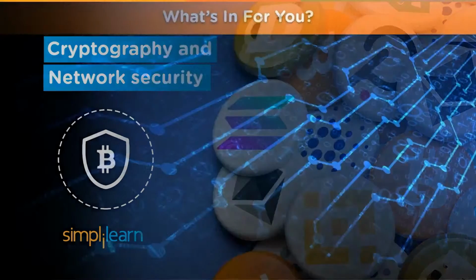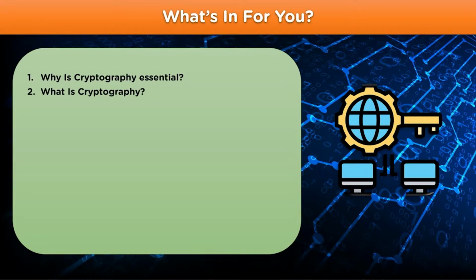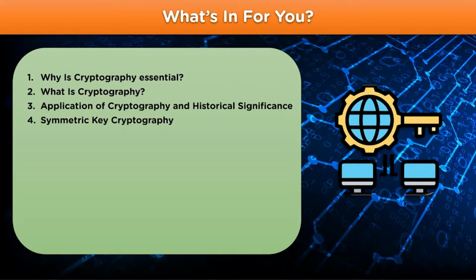Let's begin with taking a look at the agenda for today's session. We will start the session by learning about the need for cryptography and its role in online matters. Moving on, we will look into some basic terms related to cryptography and its application and historical significance. Next, we will learn multiple ways to apply cryptography, which are symmetric cryptography, asymmetric encrypted cryptography, and hashing.